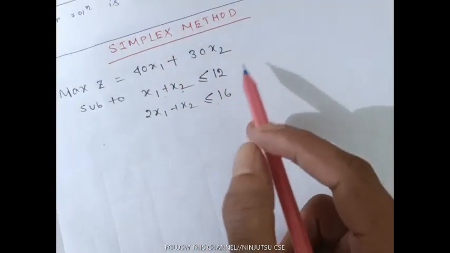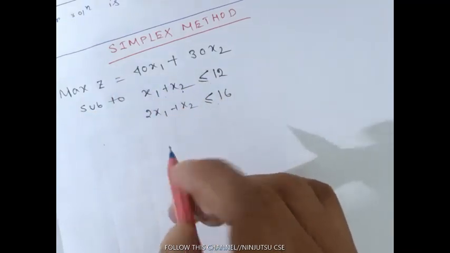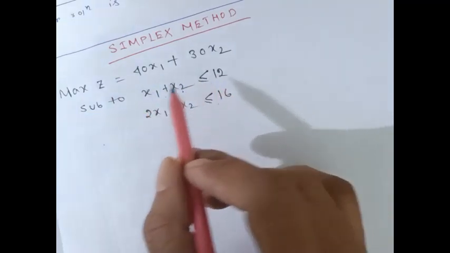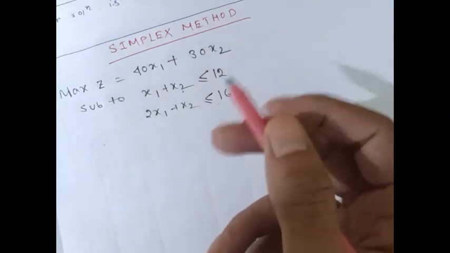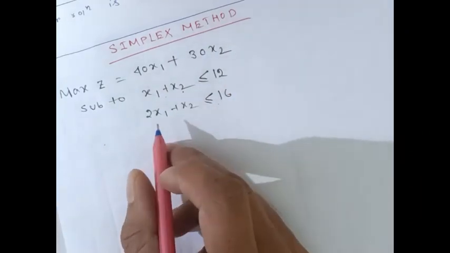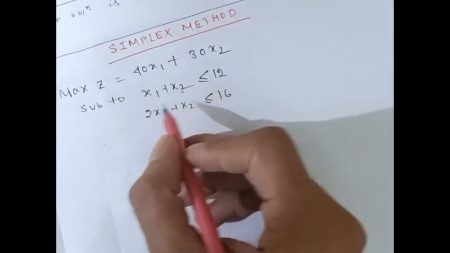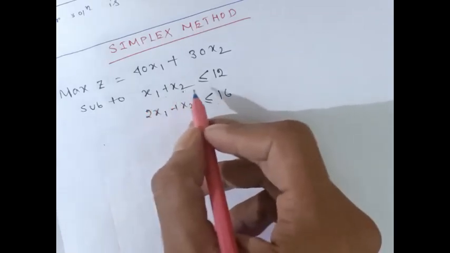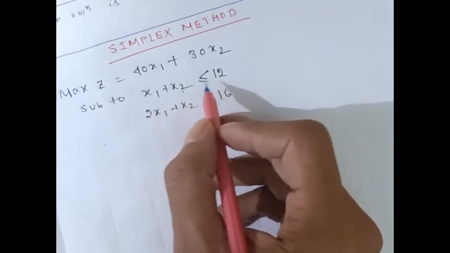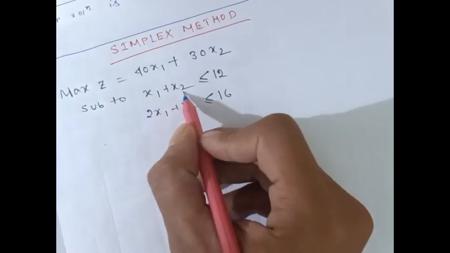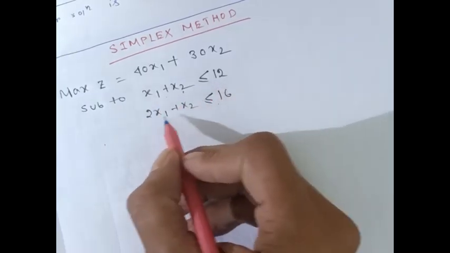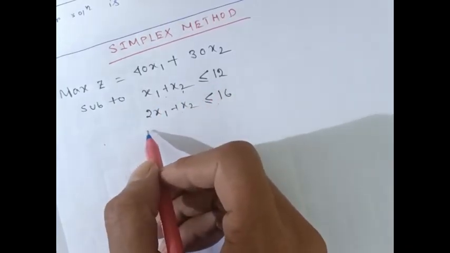Simplex method. So in this video I will show you how you can solve any LPP using the simplex method. Here you have to convert these inequations into equations. So x1 plus x2 is less than or equal to 12, and 2x1 plus x2 is less than or equal to 16.